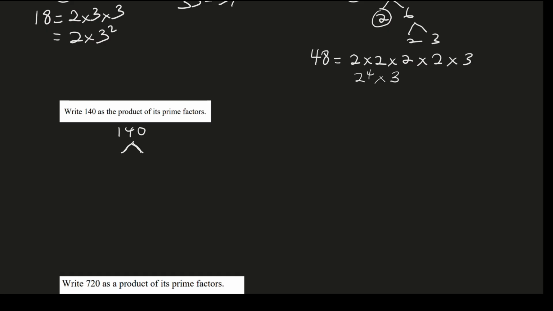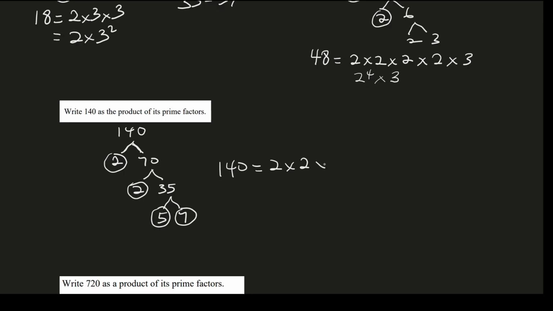So with 140, I want to use 2 times 70. 2 is a prime number, 70 is not. So we have 2 times 35, and we have 5 times 7. So writing 140 as a product of its prime factors will be 2 times 2 times 5 times 7, which can also be written as 2 raised to the power 2 times 5 times 7.